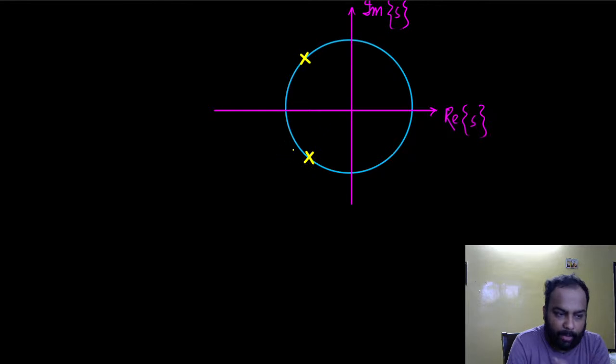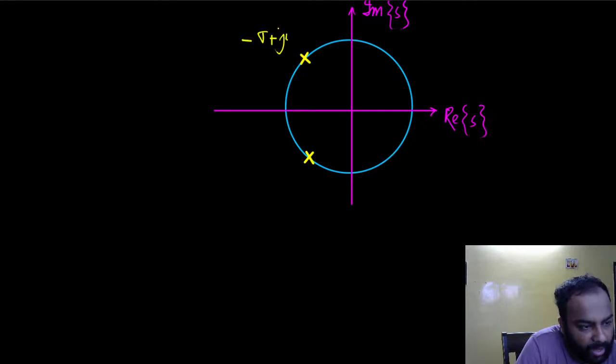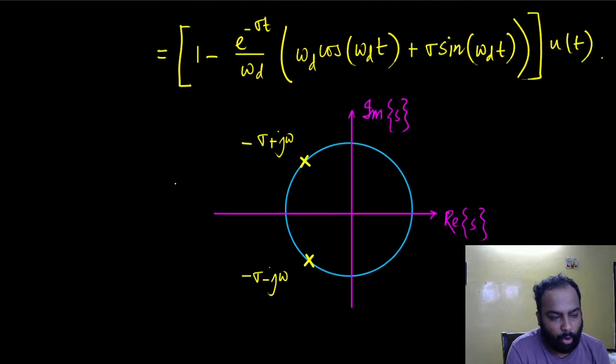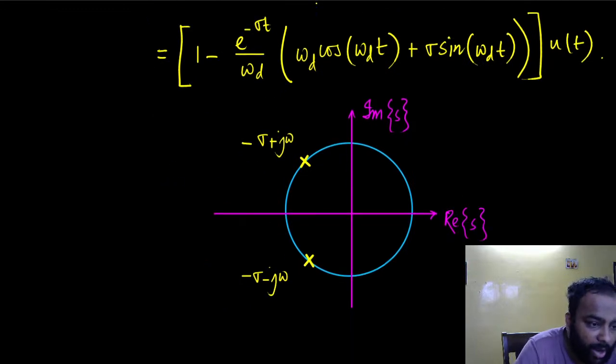What is this circle? I'm going to explain that. Just keep in mind that this is a pole which is at minus sigma plus j omega d, and this is another pole which is at minus sigma minus j omega d, because we solved the denominator's polynomial and figured out that these were the pole locations. Now if I draw a vertical line joining these two poles, then from the origin to this point, this length is sigma.